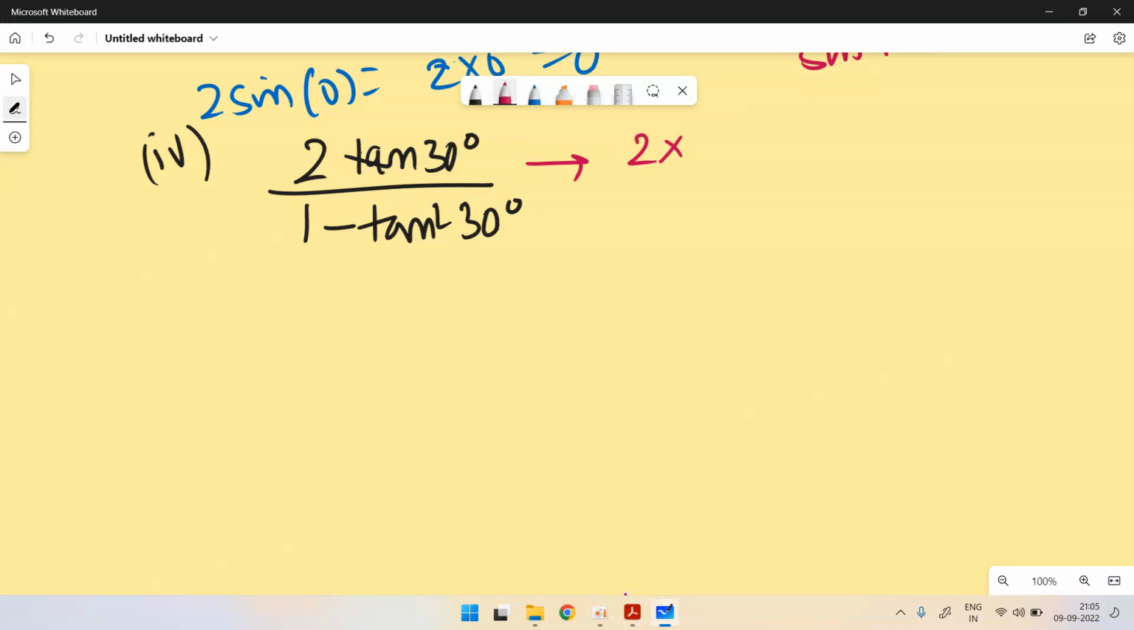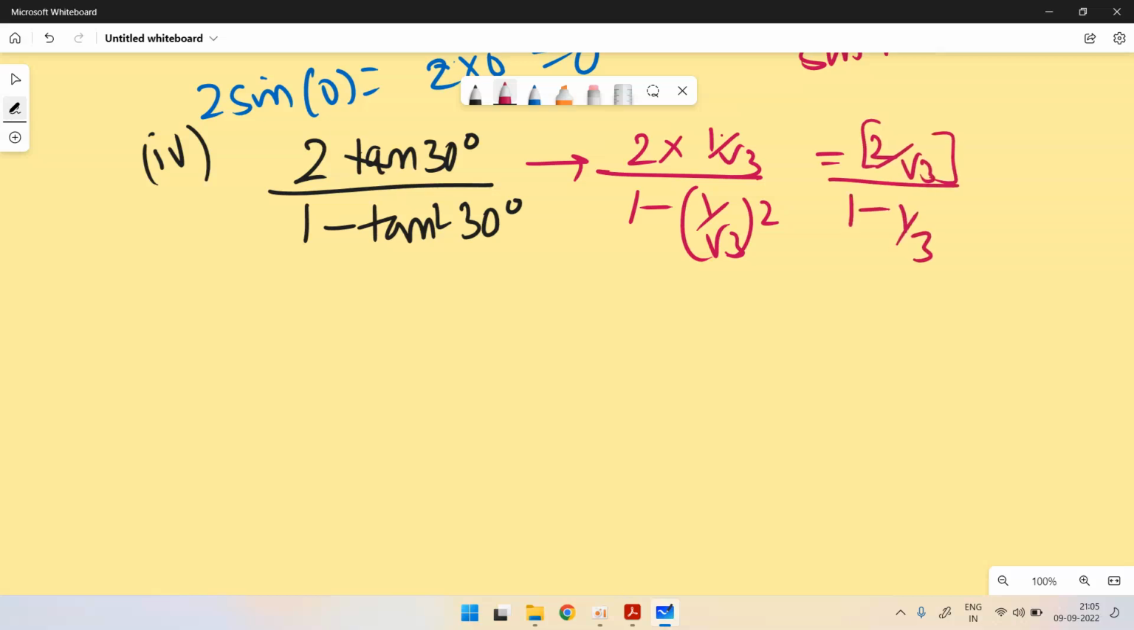So directly I'm putting the value. This is 2 into tan 30, which is 1 by root 3, divided by 1 minus (1 by root 3) whole square. If you solve, this is 2 by root 3 over 1 minus 1 by 3, which is 2 by 3 over 3 minus 1 by 3. The 3 from the denominator goes to the numerator, so this is 2 by root 3 times 3 by 2, the 2 and 2 get cancelled, and it is nothing but root 3.